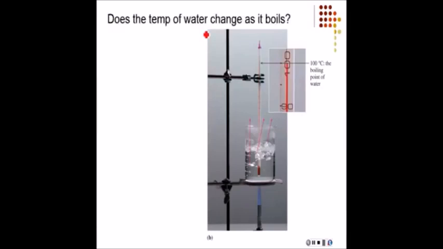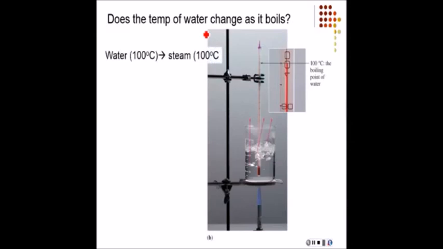Now, does the temperature of water change as it boils? Like if you were heating water on a stove, let's say you're boiling some food, cooking pasta. Does the temperature of the water continue to rise as you heat it? So is the temperature higher after you've been boiling it for 10 minutes than it was when you had boiled it for 5 minutes? And the answer is no.